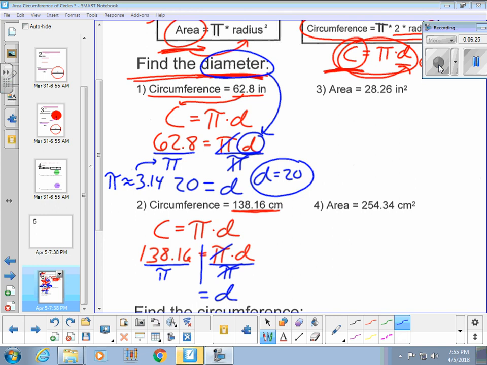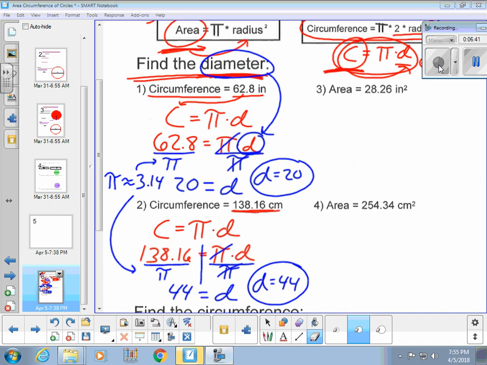And when I divide 138.16 by 3.14, like we're using for pi, you get a nice number. You land right on 44. Not every problem today will have a nice number, but there definitely should be some. You should hopefully get some nice answers like 44. Oops, and I should include my unit. This is 44 centimeters, and the one above was 20 inches. See how you're doing so far. And if you're having trouble, definitely pause the video, maybe ask a question to the teacher or to a neighbor.